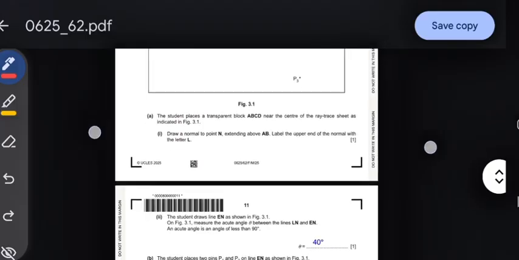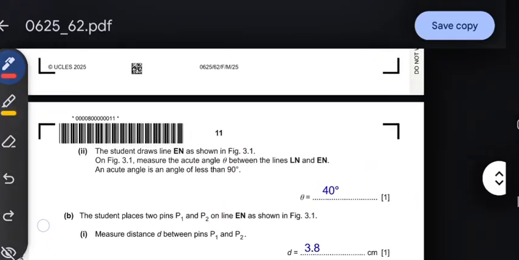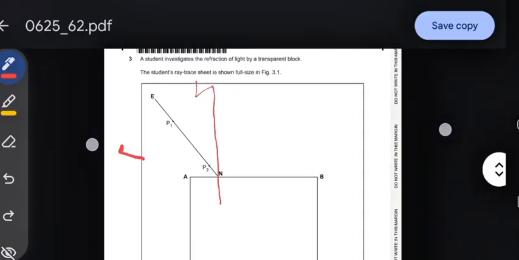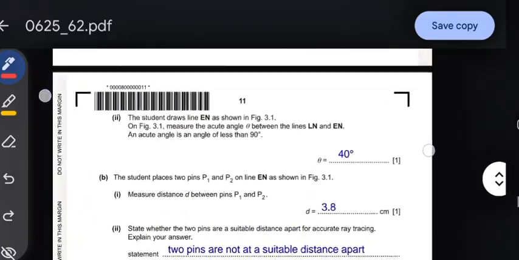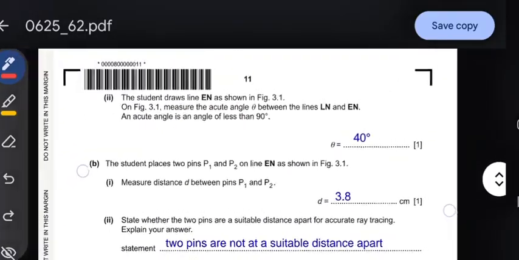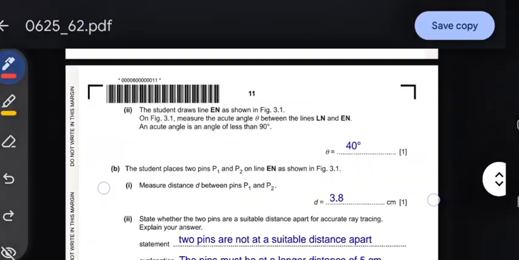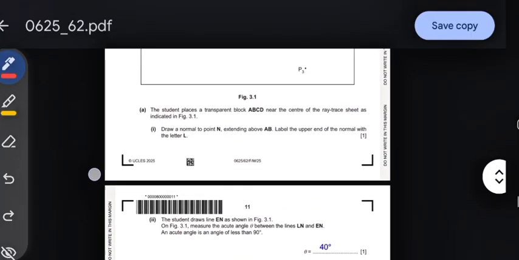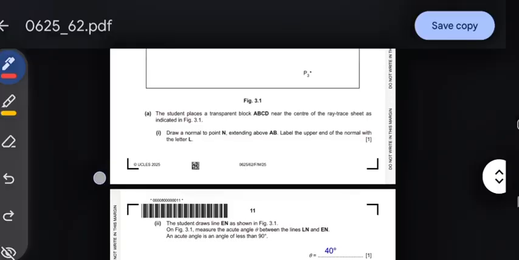So, next. A student draws EN as shown in figure 3.1. Okay, they've already shown us EN is drawn, all right? Measure the acute angle between the lines LN and EN. An acute angle is an angle of less than 90 degrees.